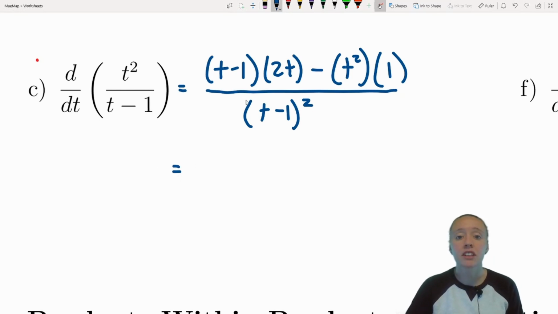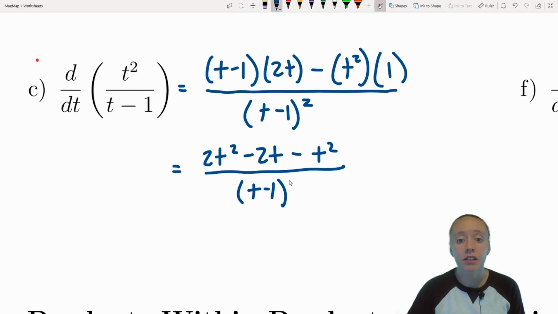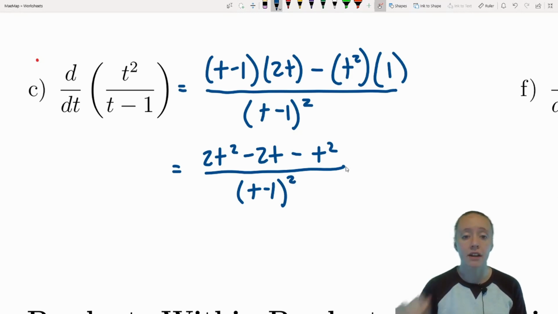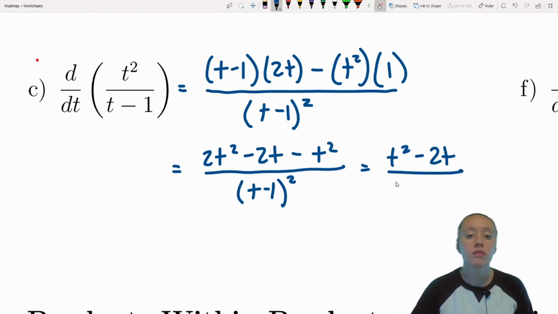Simplifying this to make it look a little neater, t minus 1 times 2t is going to be 2t squared minus 2t, and then I'm subtracting a t squared from that. And that's all over t minus 1, that entire denominator squared. Combining like terms, 2t squared minus t squared is going to leave me with t squared, and then I'm subtracting 2t, and that's all over t minus 1 squared.